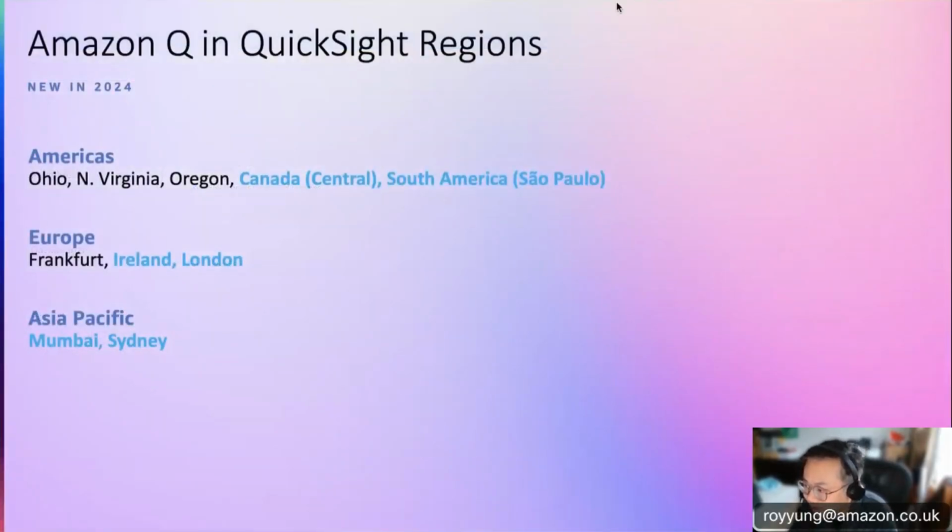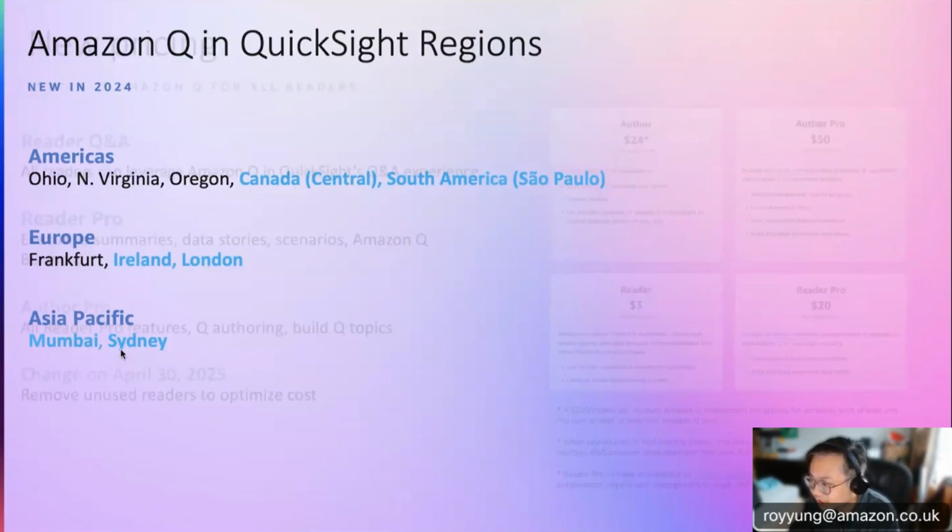Okay, and regarding Amazon Q in QuickSight, at the end of last year, in America we are adding regions: Canada and South America. In Europe, we are adding Ireland and London. In APAC, we are adding Mumbai and Sydney.